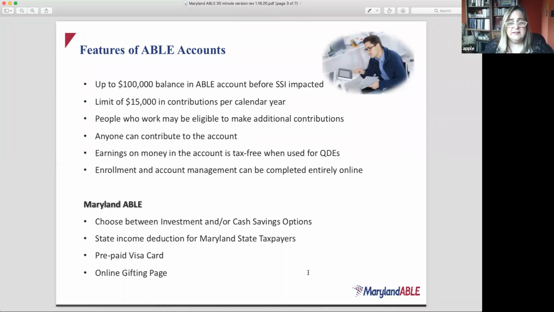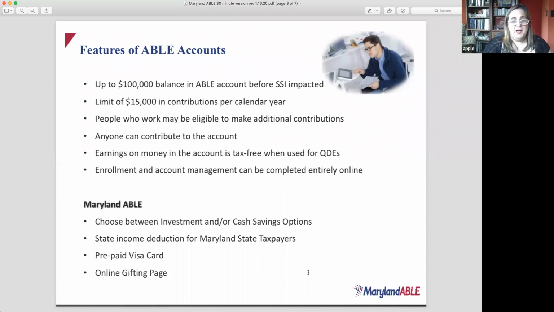The other way is the investment option. And this is an opportunity for you to be able to purchase investments with your savings. And we offer 3 different investment options. We have a conservative option, a moderate, and an aggressive. And these accounts are managed by Vanguard.